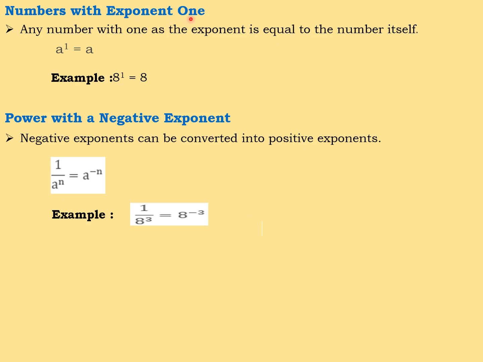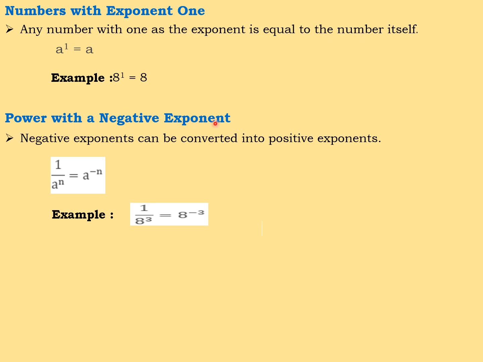Numbers with exponent 1. Any number with 1 as the exponent is equal to the number itself. That you already know actually. A to the power 1, so we generally don't write 1, that is equal to A. For example, 8 to the power 1 is 8 only. 9 to the power 1 is 9 only.